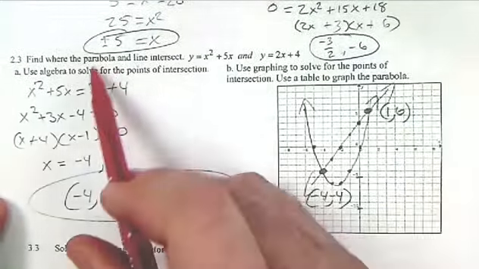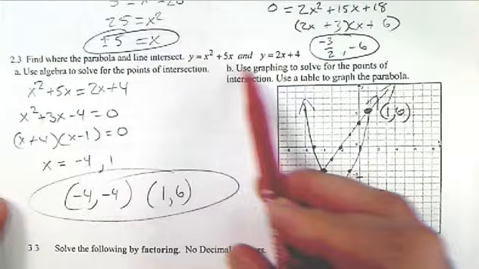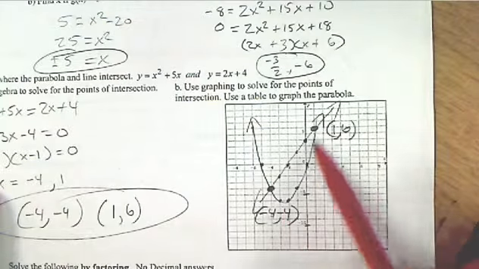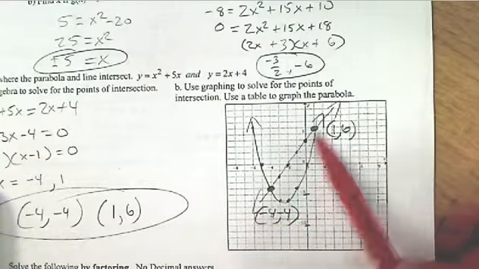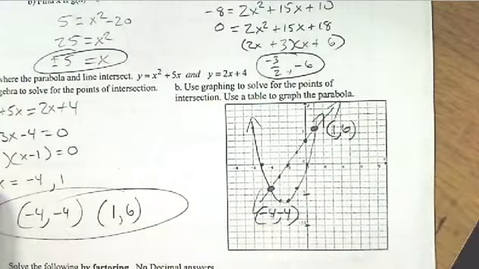Algebraically, put them equal to each other, solve, and you find the x's where they're the same. Plug each one back into one of the equations, and you'll find the y's. Make a table, and you can graph the parabola. Use slope and y-intercept for the line.